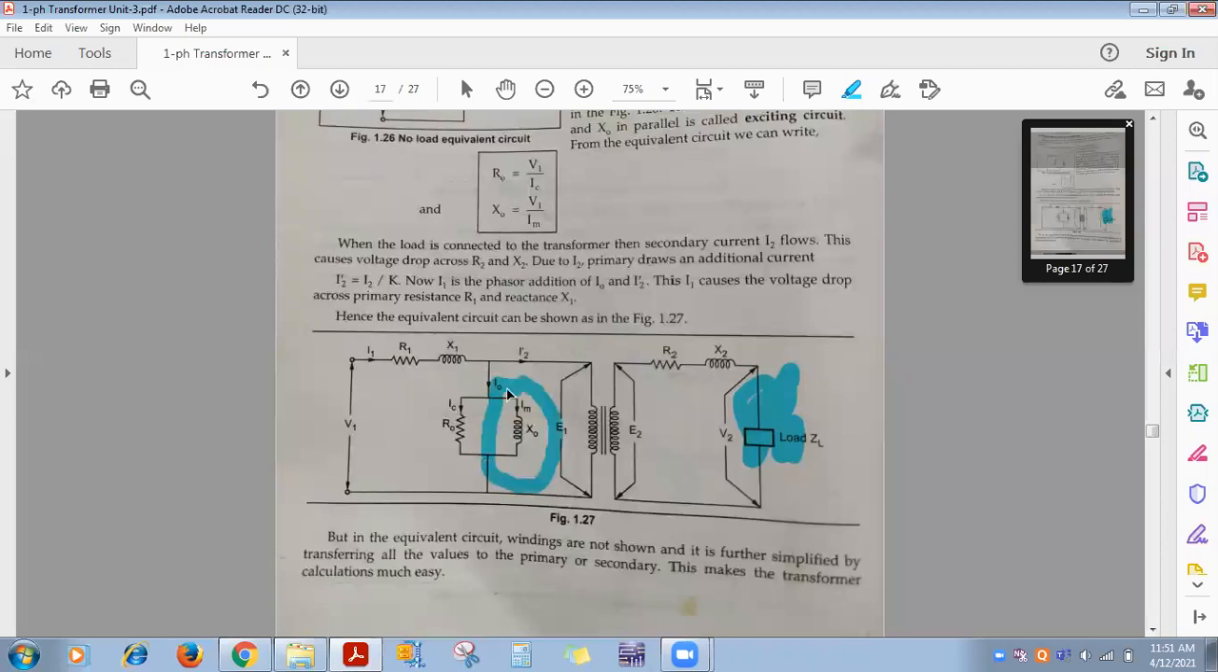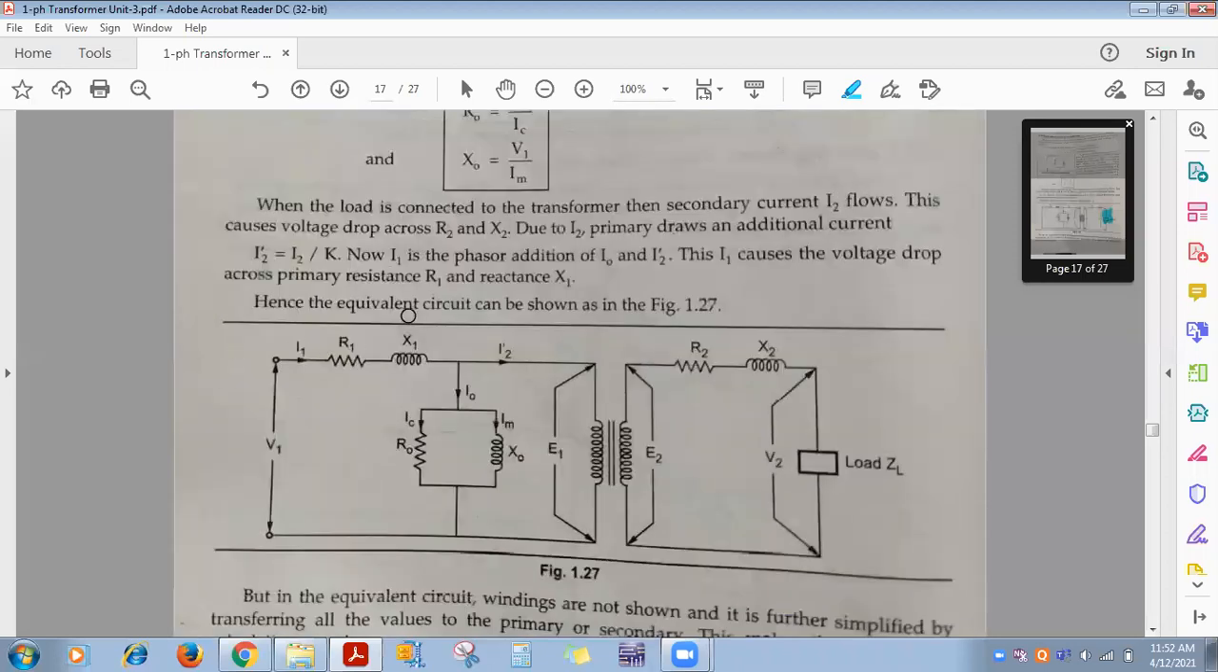Means at no load, magnetization of the core is required. So this is the iron loss or core loss which takes place. This component is related to that. Okay, iron loss and core loss. So this is about the equivalent circuit of this transformer. One more thing left, this one, X1 and X2.